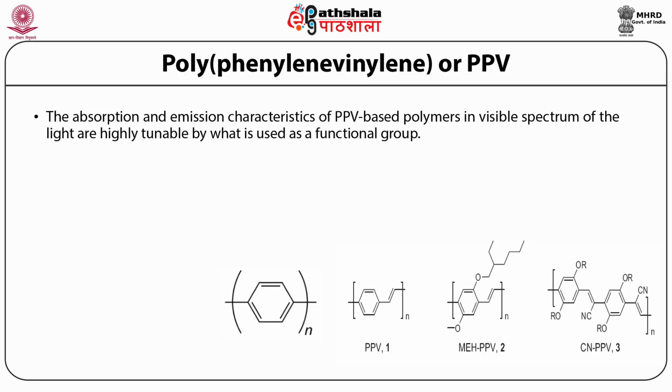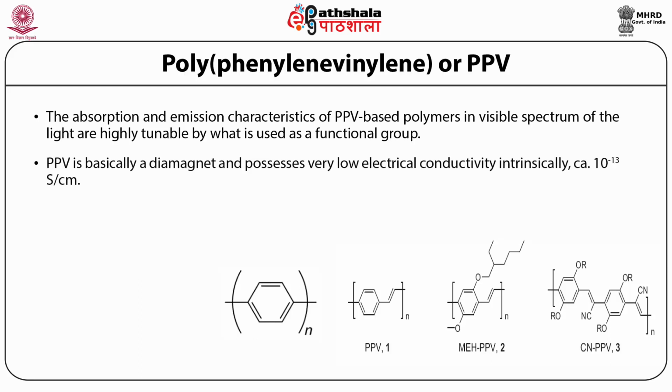Now, the thin films of PPV with a high degree of crystallographic orientation possess P2-1 symmetry. The structure is made of monoclinic unit cells which consist of two monomer units. PPV is basically a diamagnet and possesses very low electrical conductivity.